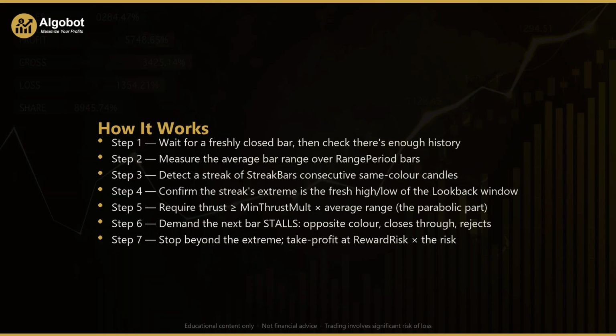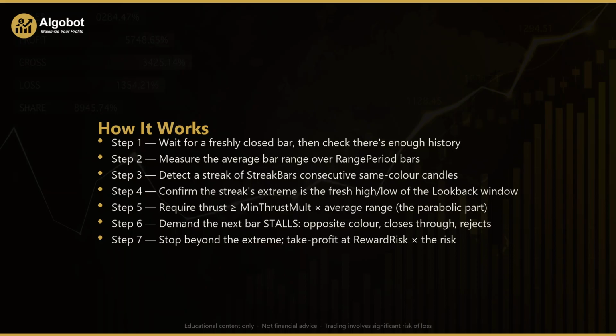Then comes the thrust test. The EA measures the net advance of the streak, from the low of its oldest bar to the peak. That advance must be at least MinThrust multiple times the average range. This is what makes the move parabolic rather than ordinary. A small drift won't qualify.